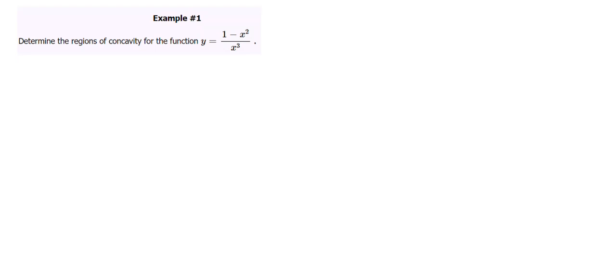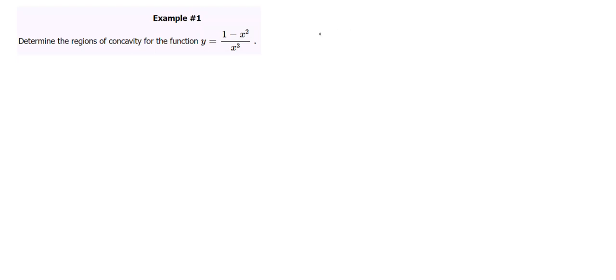In this example, we're asked to find the regions of concavity for the function y equals (1 minus x squared) over x cubed. Okay, so what we need to do here, as always, is take the derivative, but this time we're actually going to take the second derivative as well, because the second derivative is going to tell us where our function is concave up or concave down.